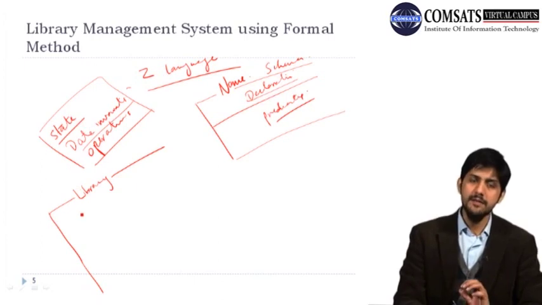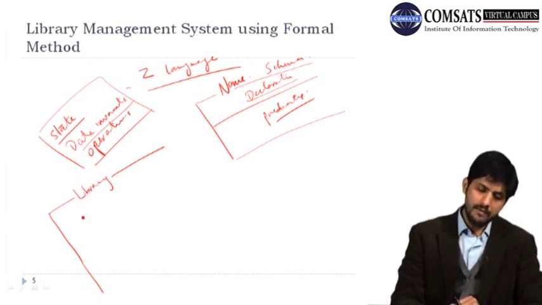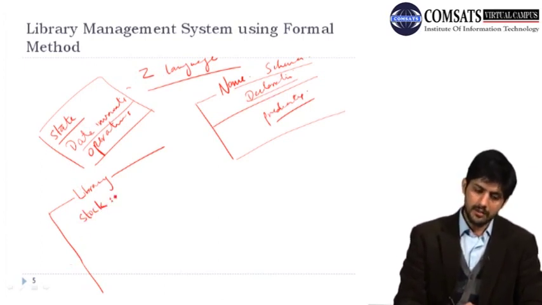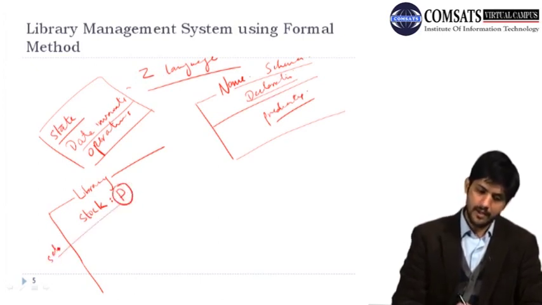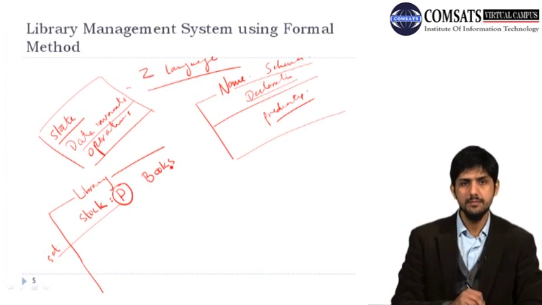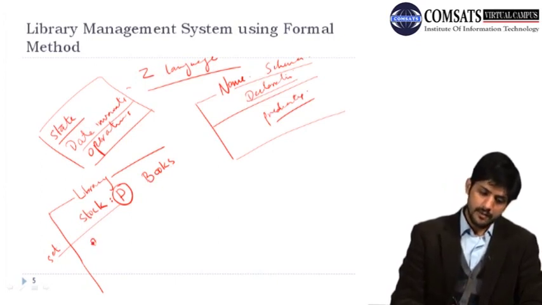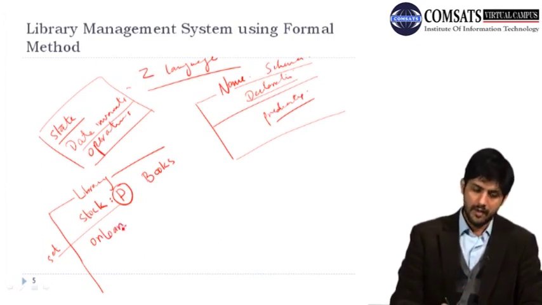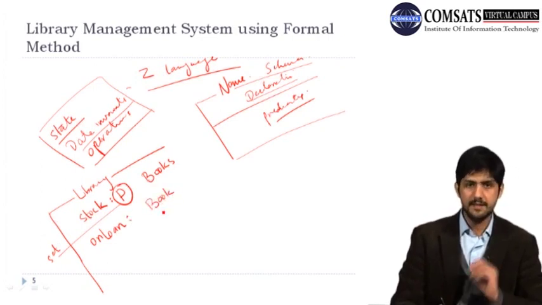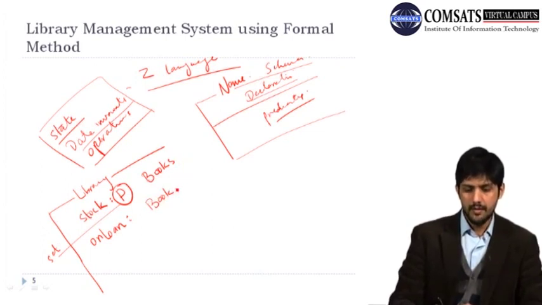So I said that within this library I will have a variable stock, and this stock is a set. This symbol actually tells that this is a set, and a set of what? It is a set of books. And then I said that I will have another set which is on loan, and each book that is issued is associated to a borrower.